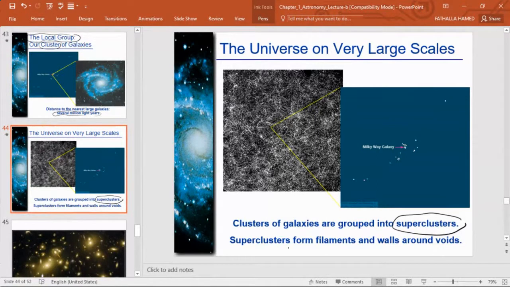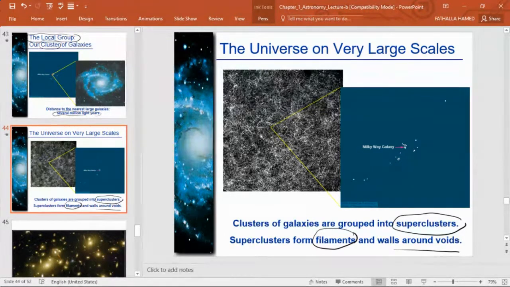And then the superclusters form what we call filaments, and walls around voids. I usually look at this like a piece of cotton: you can take one strand of this cotton, and that could be like a filament. And of course, you can see voids between them. Voids means empty spaces. And that's basically our universe on a large scale.